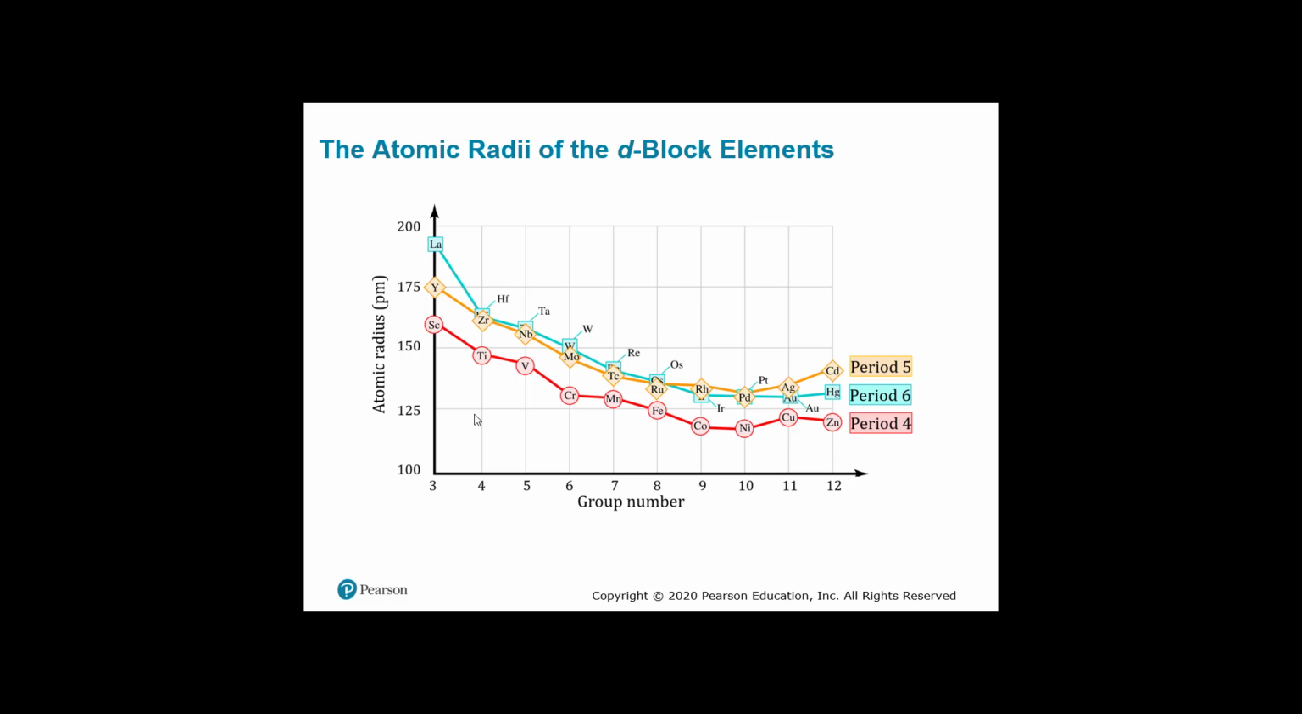Here I just expanded this out more so you can see the atomic radius and the group number, having to do with periods 4 and 5. And if you see 6 at the end, 6 is actually below 5, so it has actually gone down in atomic radius compared to 5.